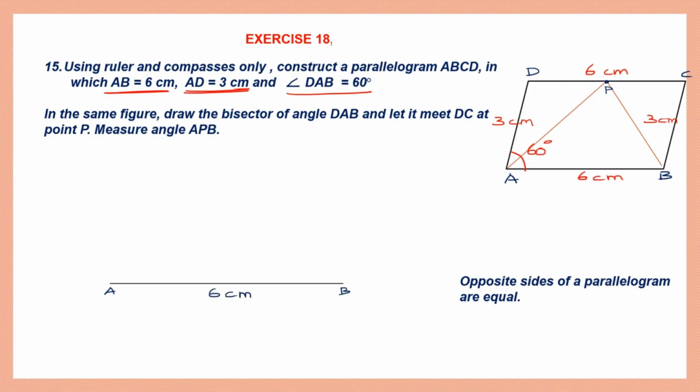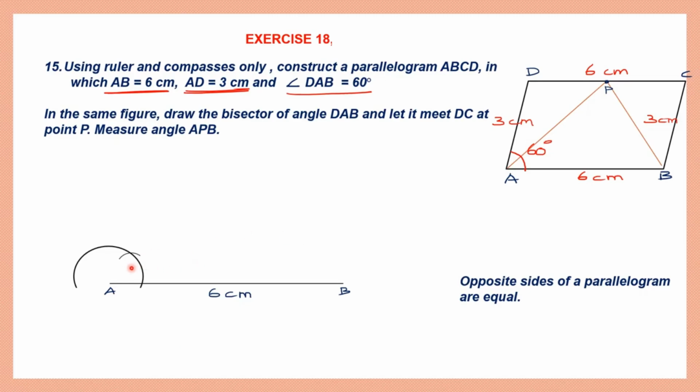Now the next thing is we have to construct an angle of 60 degrees at point A. Okay, so follow your rough figure. At point A, we're constructing an angle of 60 degrees. So first thing is draw an arc like this. So we have an arc, a semicircle. Now place your compass needle at this point and cut this arc. Cut this arc with the same measurement. So we have cut the arc.